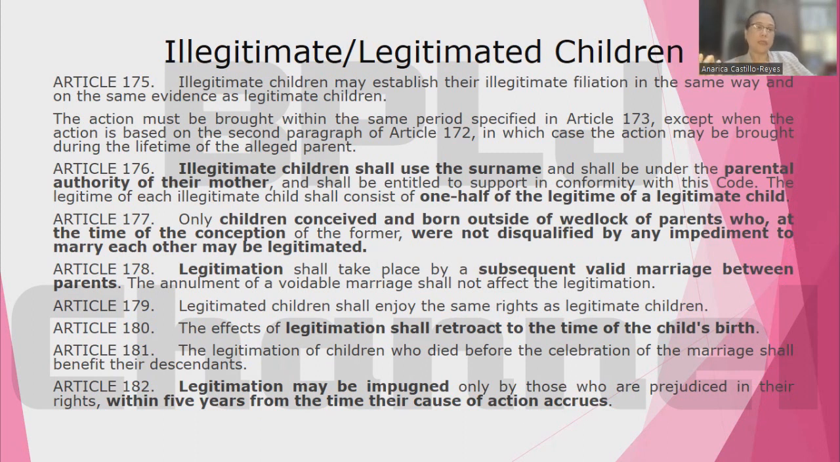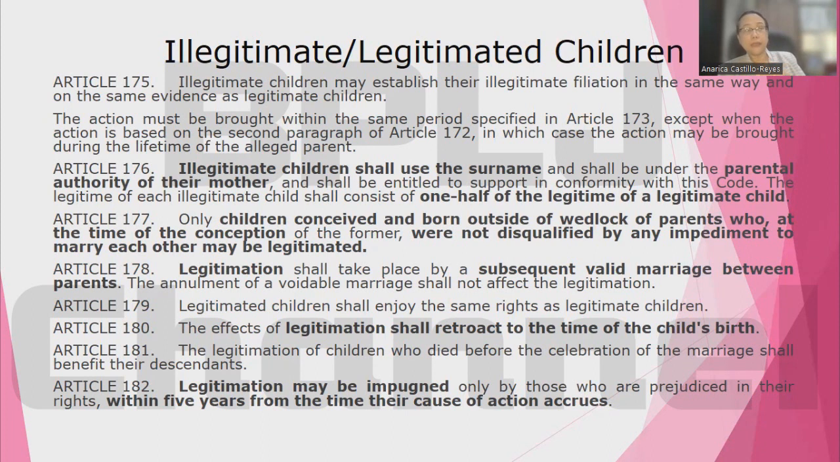Now, why is it that when it is based on the first paragraph of Article 172, what are those? Primary evidence, like record of birth in the civil registry, or in a final judgment, or the private handwritten instrument or public instrument wherein the putative father admitted paternity or admitted the legitimacy or illegitimacy, as well as signed the same, then there is no need to file the same during the lifetime of the father. Why?